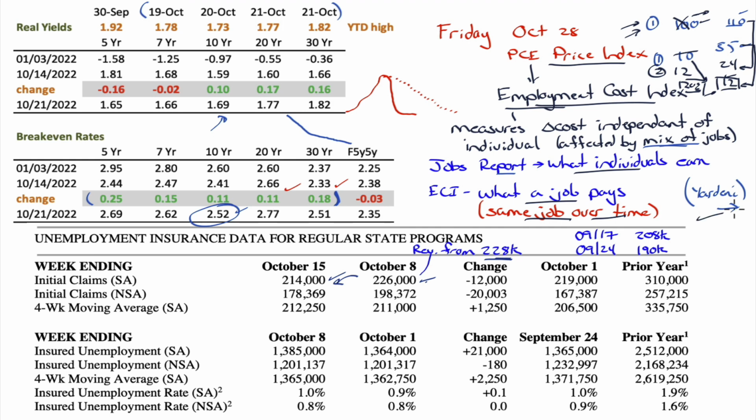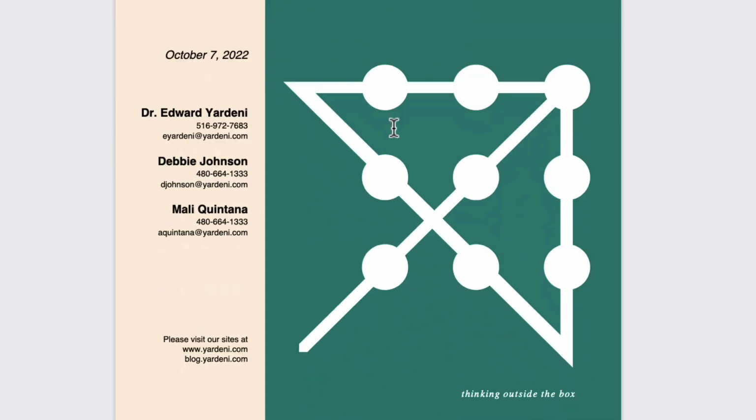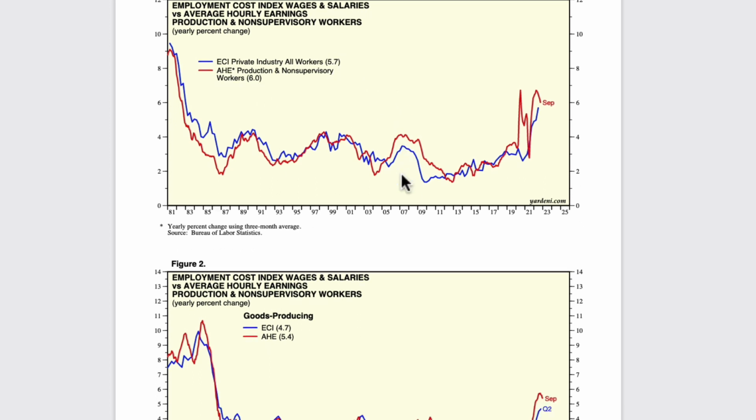Let's look at some output from Yardeni. Okay, this is the ECI, the employment cost index, versus AHE. This is average hourly earnings. You get average hourly earnings monthly with every jobs report, but you only get the ECI quarterly. So let's look at the difference between the two. This is all workers. ECI, private industry, all workers as of the end of Q2 over here, 5.7. Average hourly earnings 6%. So it's coming in lower.